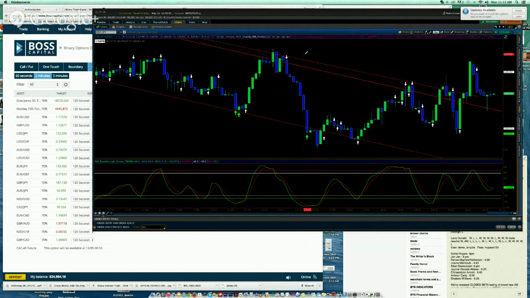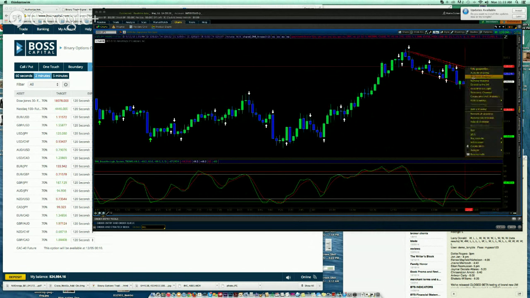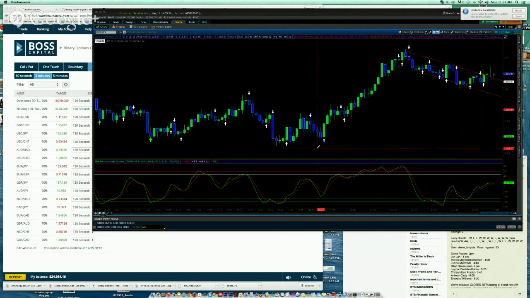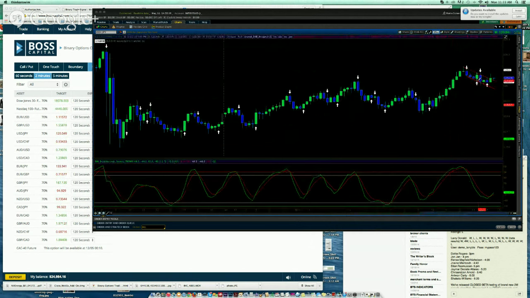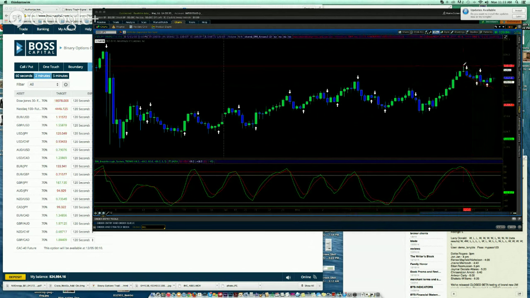Okay, so now we're just watching it. And you want to draw these lines on your 5-minute and your 15-minute charts. Just like that. And if you want to get more accurate, you can do it on the 15. Start off from the top of the wick, or you can even go from the candle. It depends on how you want to do it.